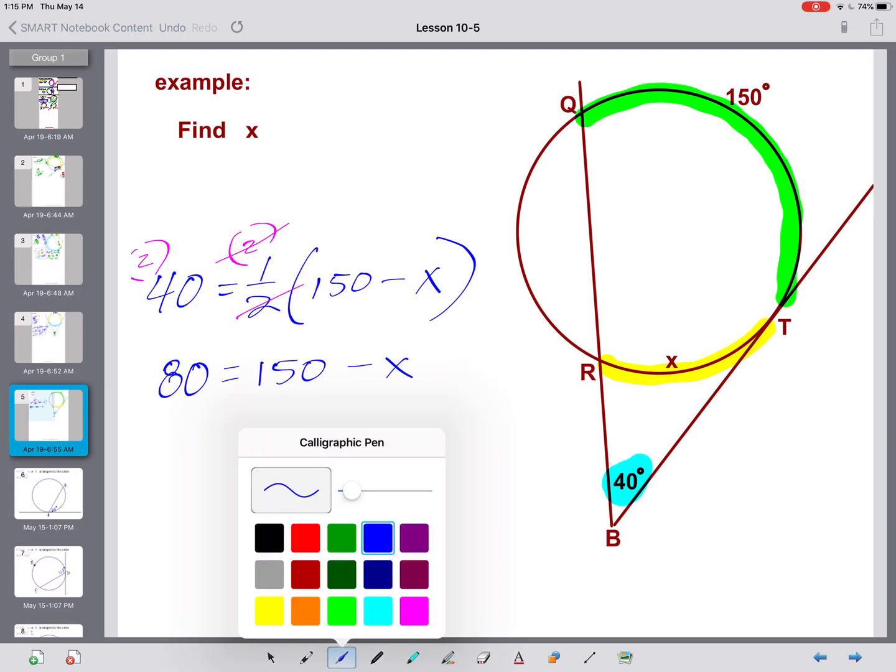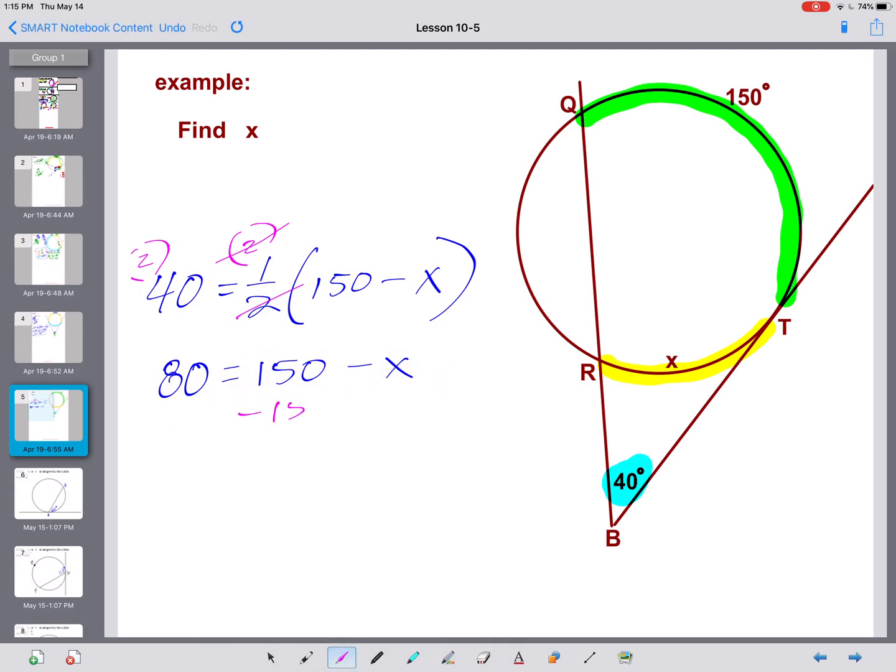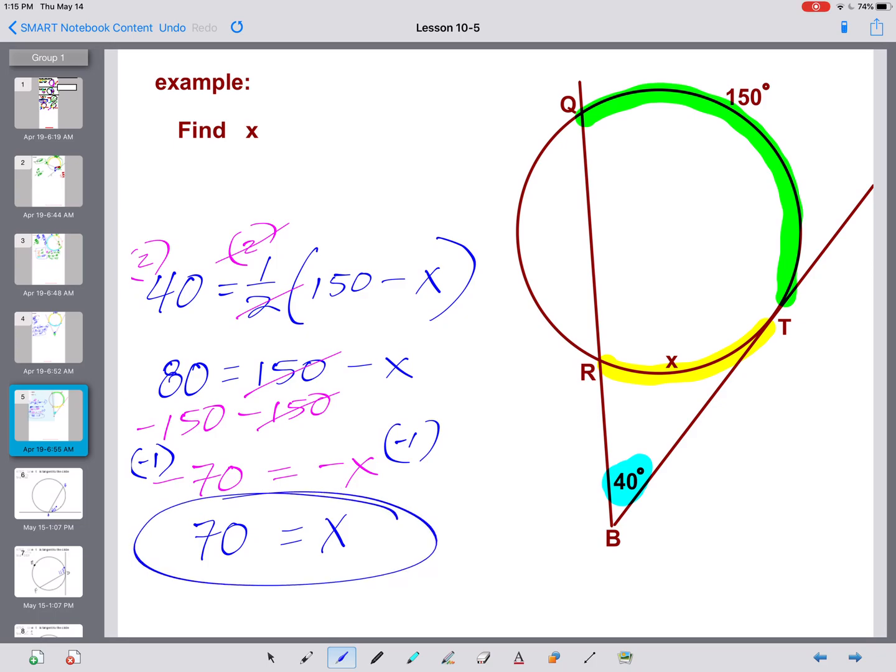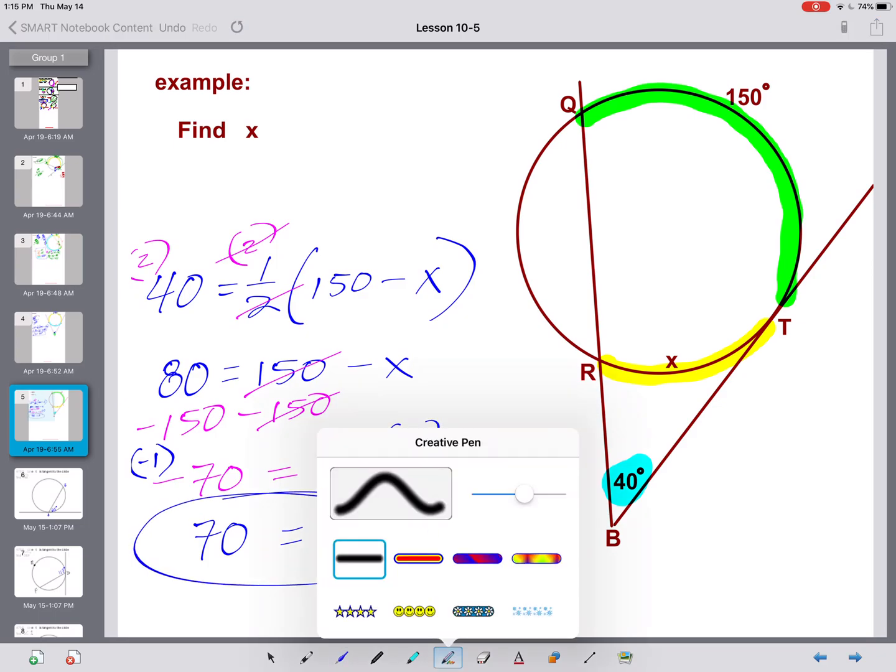Okay, here we go. Minus 150, minus 150. Okay, gone. What's that going to be? That's going to be negative 70 equals negative x. Yeah, multiply by a negative 1. There we go. Good. 70 equals positive x. That's what they wanted on that.